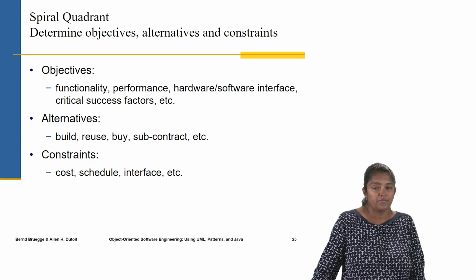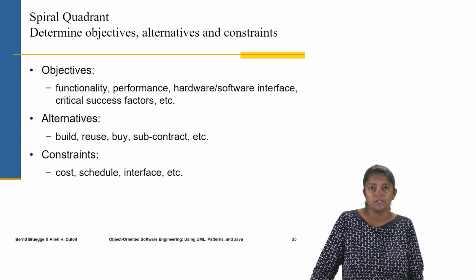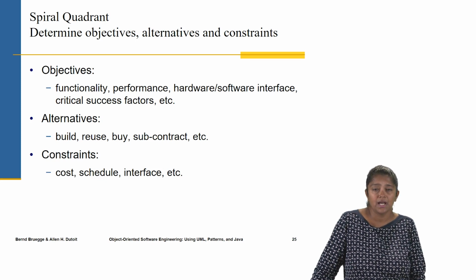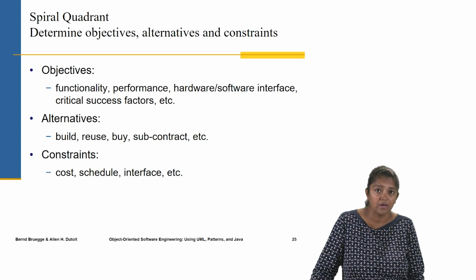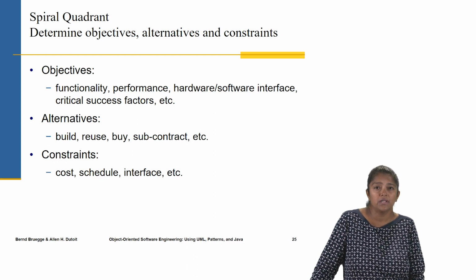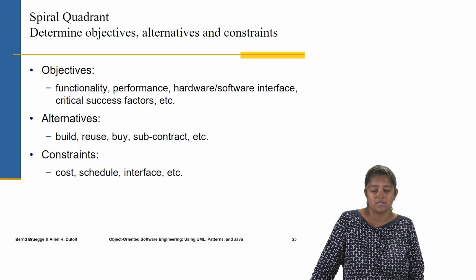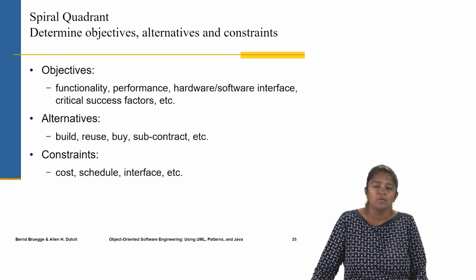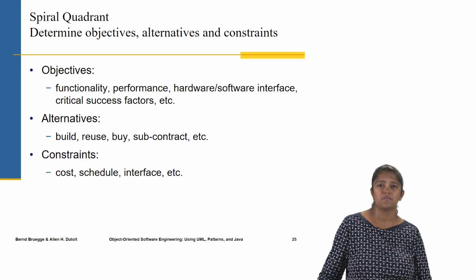So like I said, in the first quadrant, determine the objectives, what are the alternatives and constraints. Because risk analysis is key in this model, we are always thinking about what are the risks in terms of functionality, what are the risks in terms of the hardware or software, what are some of the critical success factors.